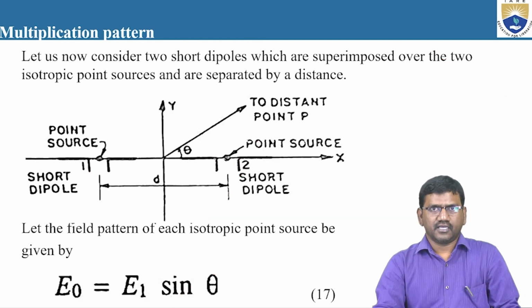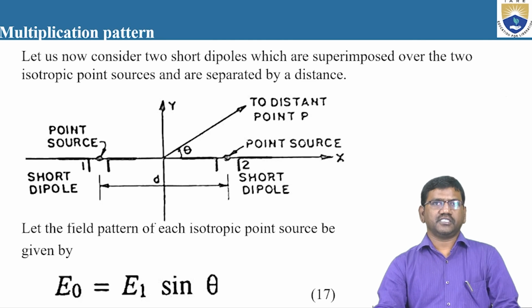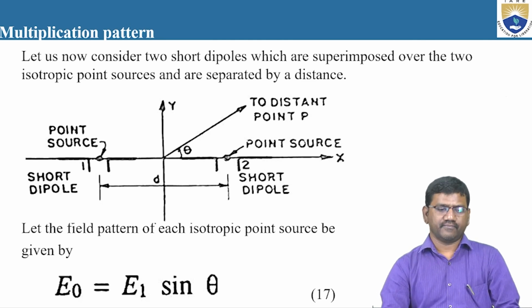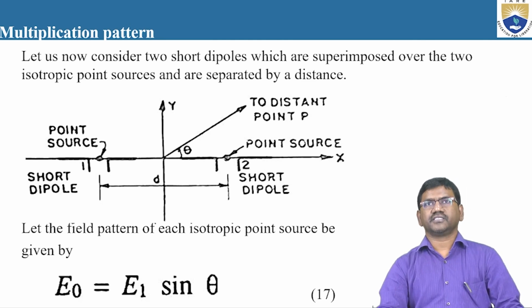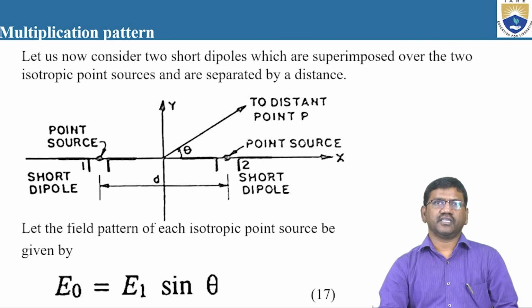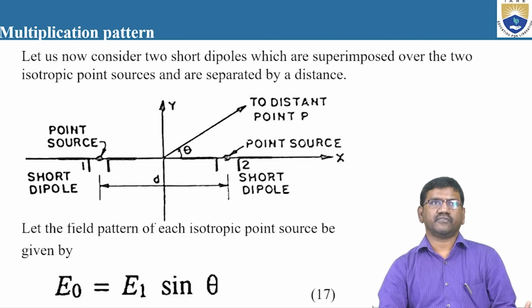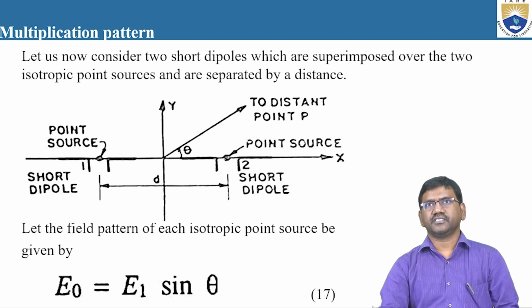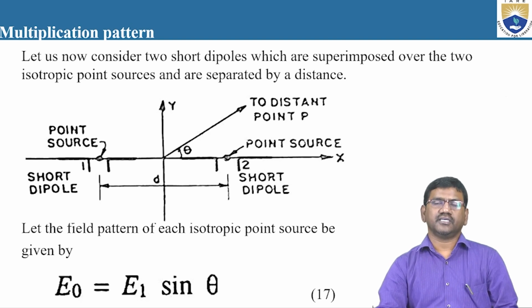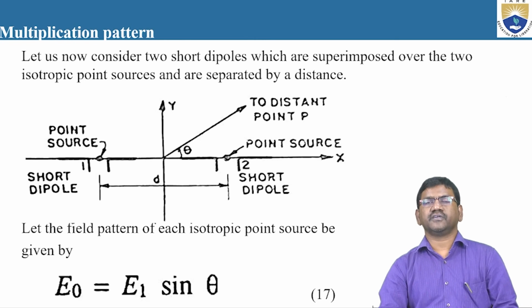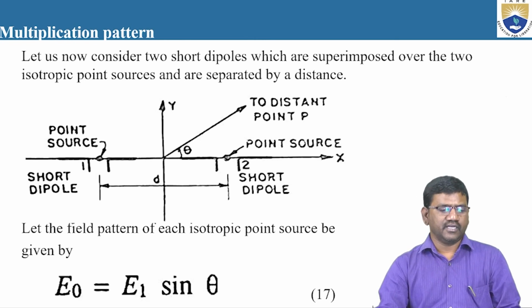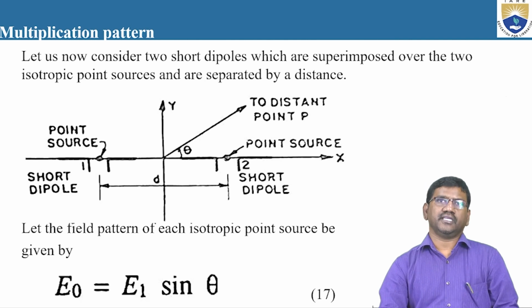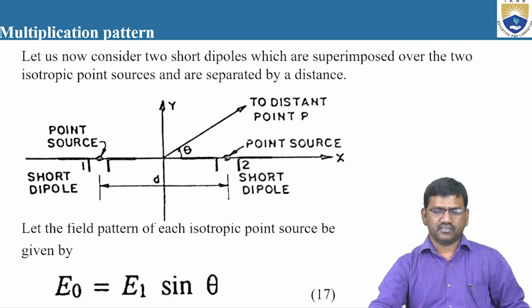So let us discuss the multiplication pattern in the next lecture. Here we have discussed earlier the three different cases of isotropic sources: equal amplitude and same phase, equal amplitude and opposite phase, and any amplitude and any phase. So these are three cases. Based upon the three cases, we have drawn the radiation pattern, and let us discuss the multiplication pattern in detail in the next lecture. Thank you.